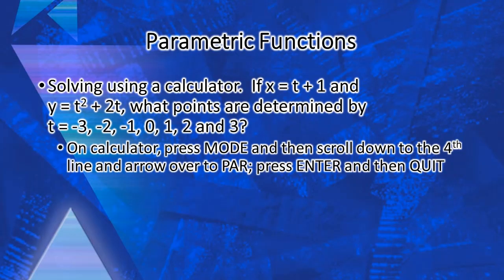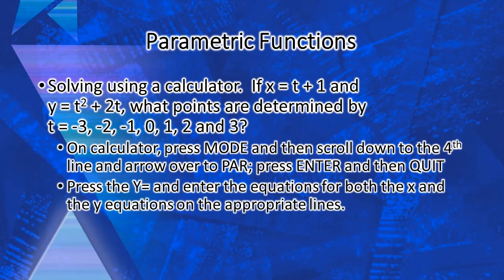First thing you want to do is take your calculator out, turn it on, and press your mode key. If you scroll down, on mine it has whether it's normal, scientific, engineering, then we have floating, the next one down is radian or degree, the next one down is function, but we want to arrow over to where it says par, or yours might say parametric. So go ahead and scroll over there, hit enter, and then we want to quit out of that. That's the second key, quit mode button.